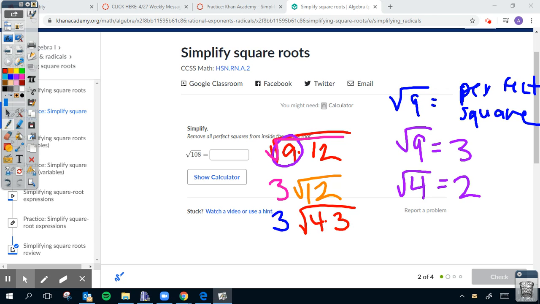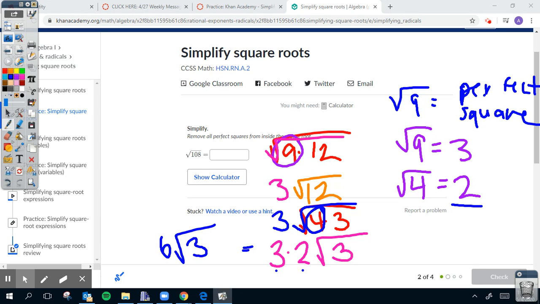And if you can start doing this in your head, that's fine with me. 4 is the perfect square because it equals 2, so it no longer needs to be under this radical. I can bring it out. 3 times 2 is on the outside, and what's left over is 3 under the radical. My final step is to simplify this. I can multiply these on the outside to equal 6, and what's left over is 3. If I want to double check it, I for sure can.